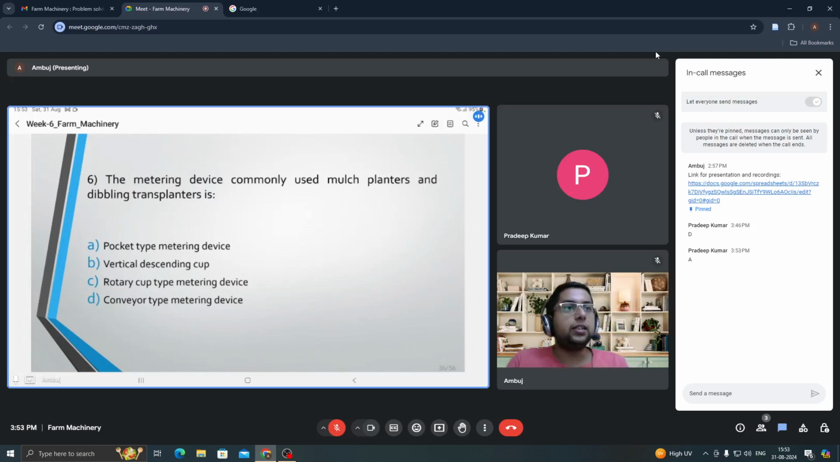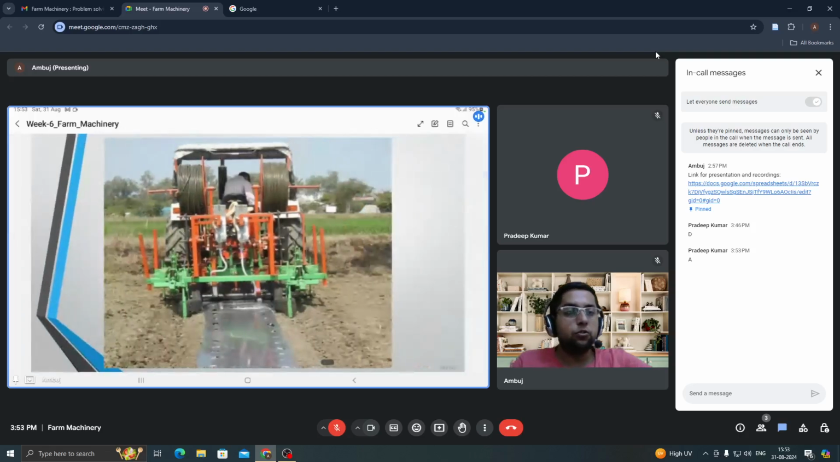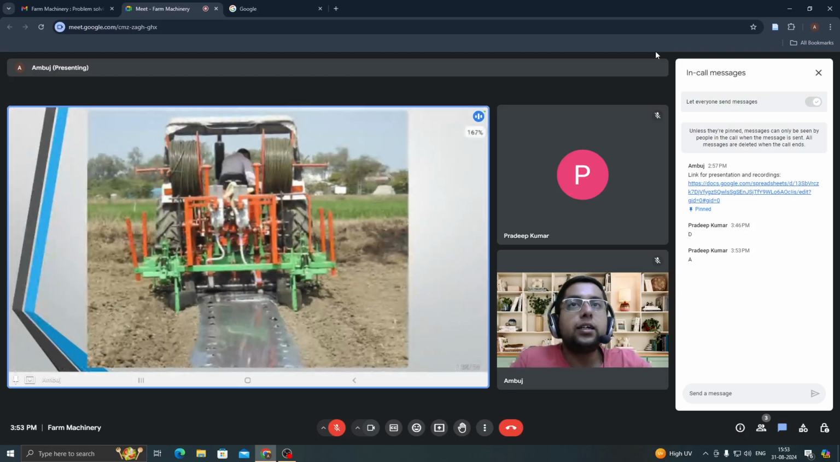Yes, A, pocket type metering device. No, the correct option would be vertical descending cup. I'll explain to you. Here, this is the mulch planter. You can see for yourself the mulch planter which was being asked here. This mulch planter is developed by the Indian Council of Agricultural Research. They have developed this mulch planter.